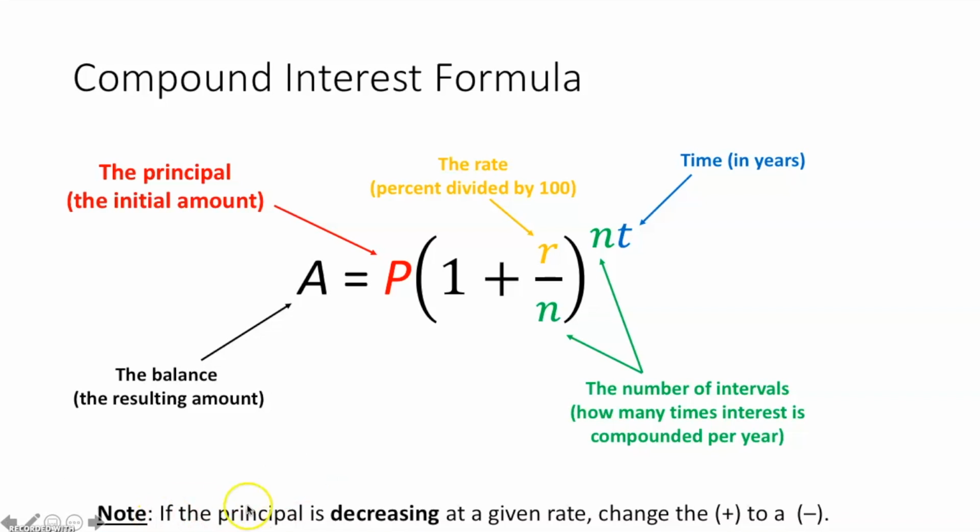Lastly, please note, if the principal is decreasing at a given rate, you're going to change this plus in here to a minus. So please read the question carefully. Make sure you know whether the principal is increasing or decreasing. If it's increasing by a certain percentage, then it's going to be a plus. If it's decreasing by a certain percentage, this is going to be a minus.